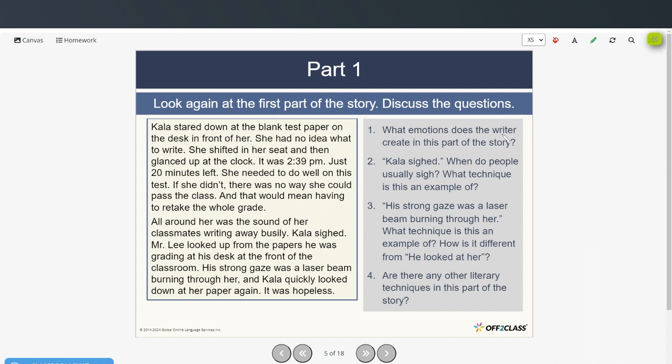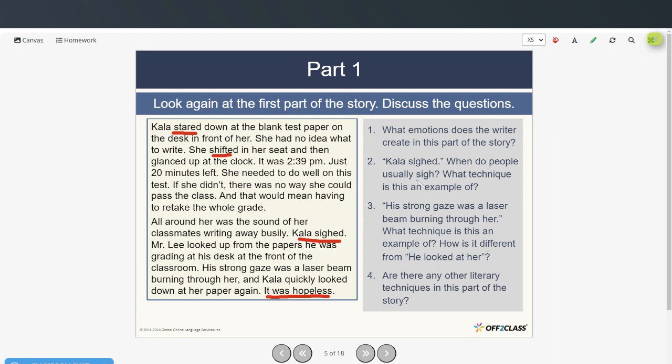All right, so what emotions does the writer create in this part of the story? Well, she stares down at the blank page, so maybe she's confused. She shifted in her seat, she's uncomfortable. She sighs, so maybe that means she's frustrated. All of these are emotions that, oh, and actually then it says it was hopeless. So that's another emotion that she might feel.